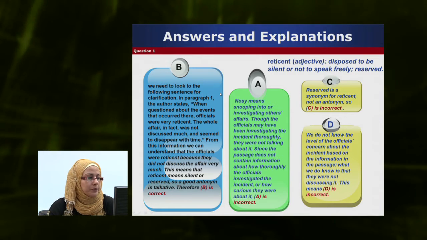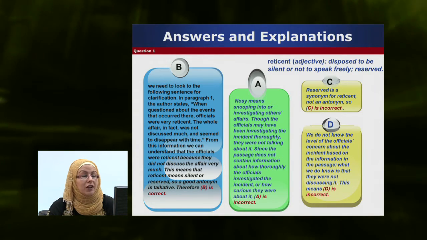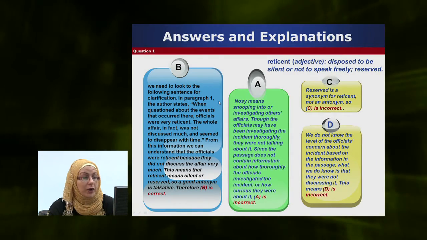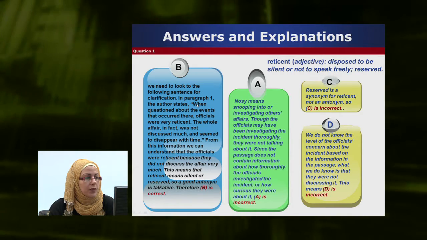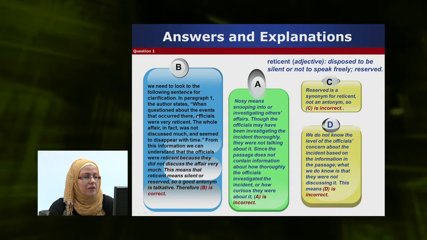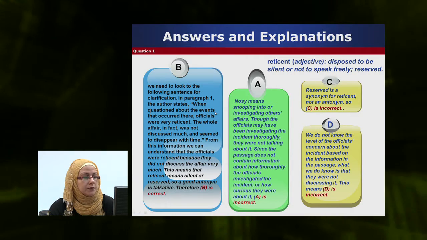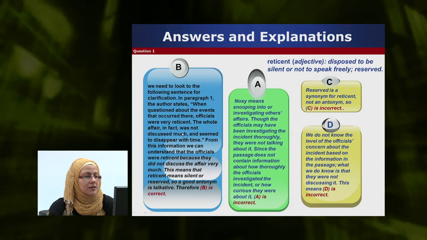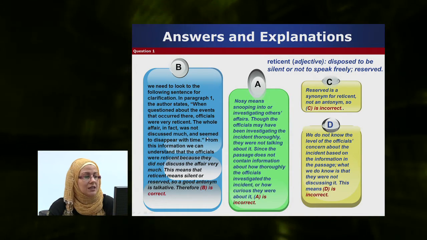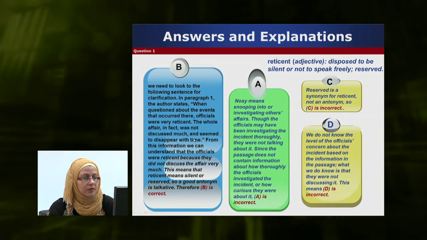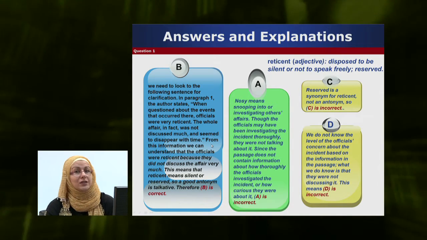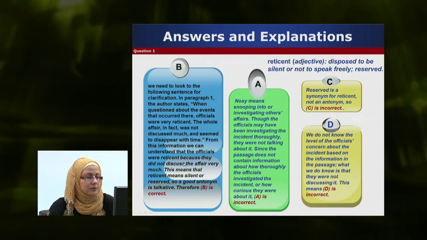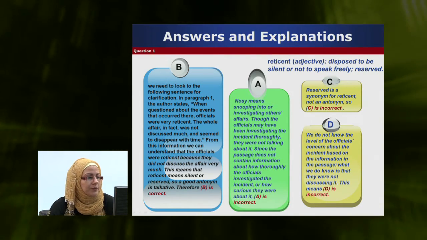Finally, alternative B. We need to look to the following sentence for clarification. In paragraph 1, the author states, when questioned about the events that occurred there, officials were very reticent. The whole affair, in fact, was not discussed much and seemed to disappear with time. From this information, we can understand that the officials were reticent because they did not discuss the affair, or they did not discuss it very much.